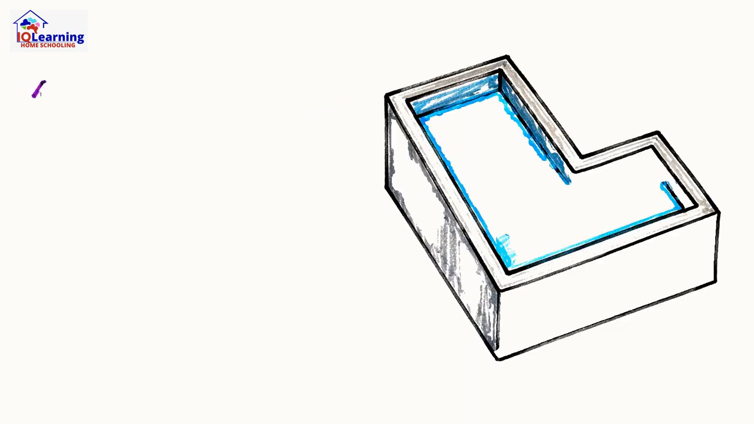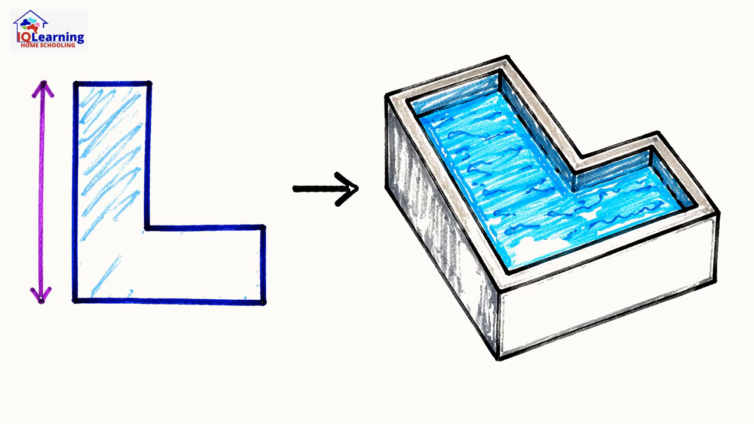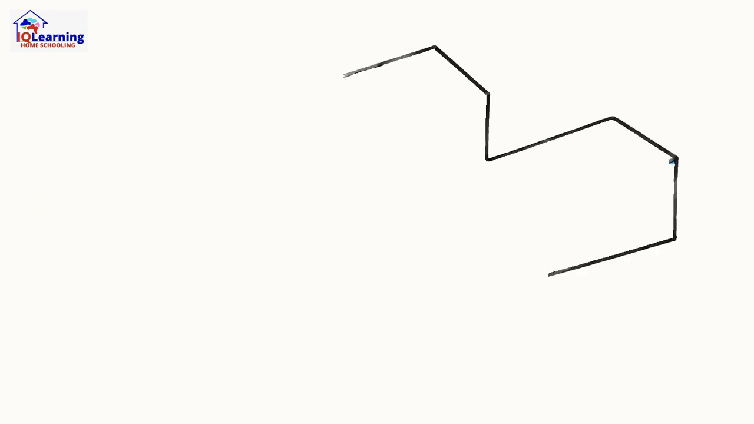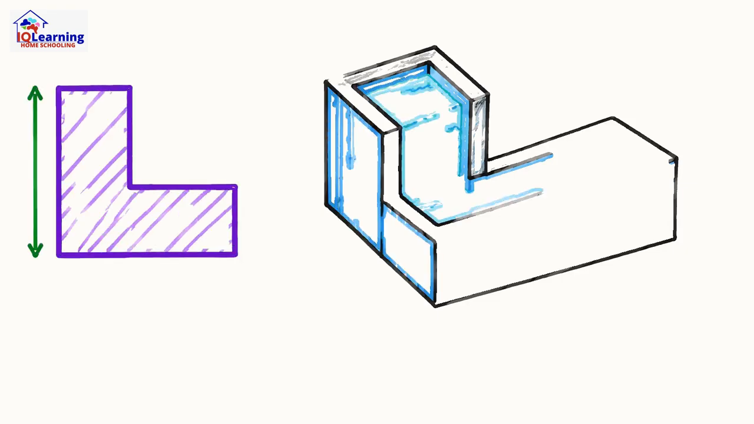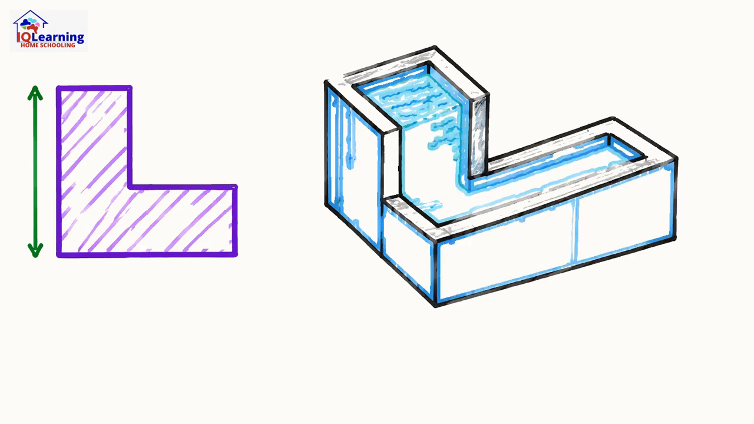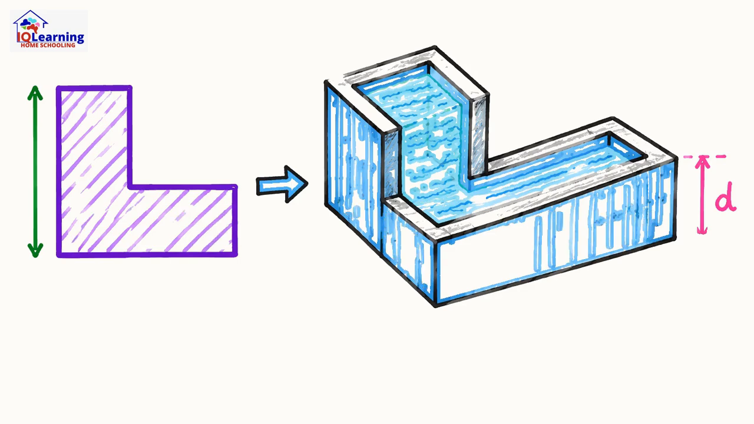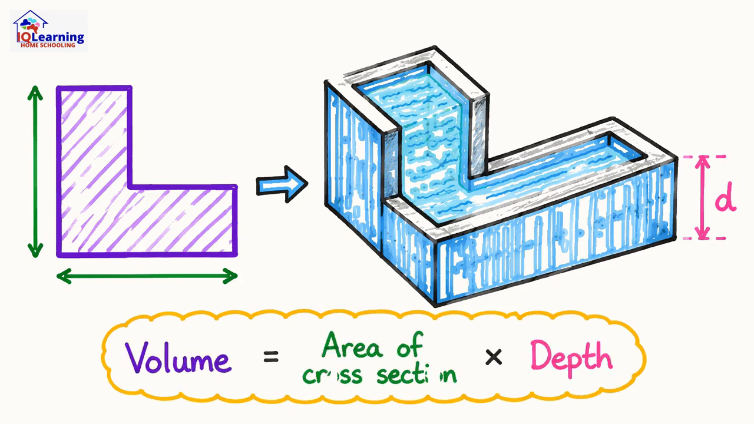But for some shapes, there's a clever shortcut. Think of that L-shaped pool. It has the same L shape all the way down. This is its cross-section. Instead of splitting it, you can find the area of that L-shaped face, just like you would in 2D, and then multiply it by the pool's depth. It's like taking a flat L shape and stretching it out into 3D. Volume equals the area of the cross-section times its length.